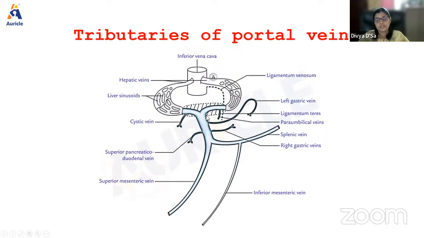Okay. So these are the tributaries of the portal vein, formative tributaries, superior mesenteric and the splenic. Then joining the trunk, we have the right and left gastric veins. Then joining the branches of it, okay, in the right branch, the cystic vein, and in the left branch, we have the paraumbilical veins joining. So this is how it is broken down into liver sinusoids, enters the central vein to sublobular veins, and goes to the hepatic veins. Hepatic veins open into the inferior vena cava.